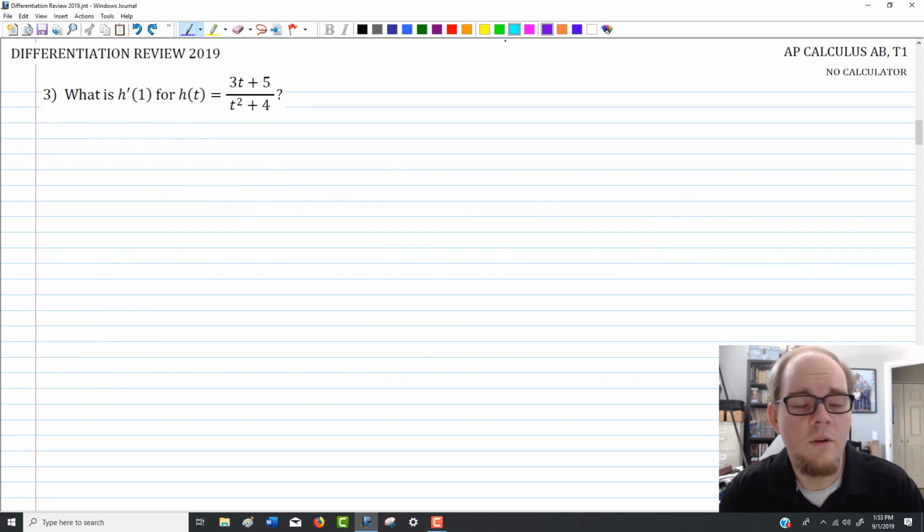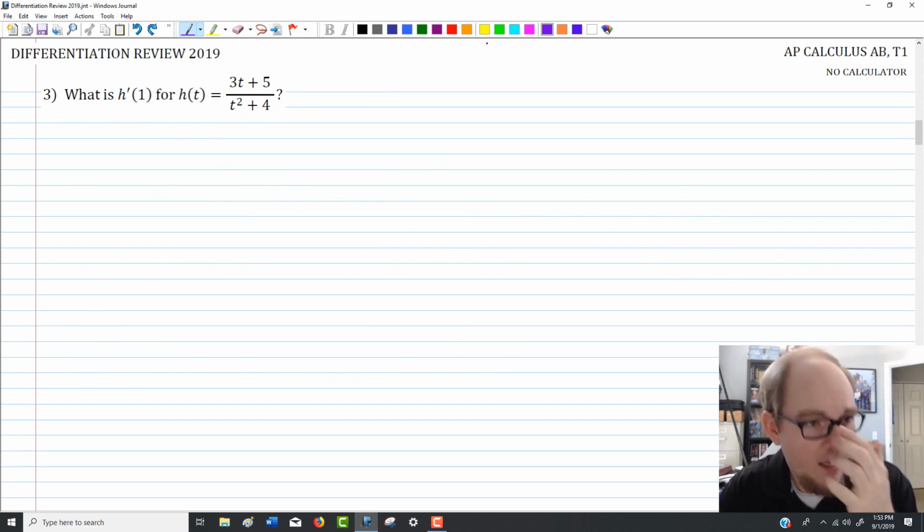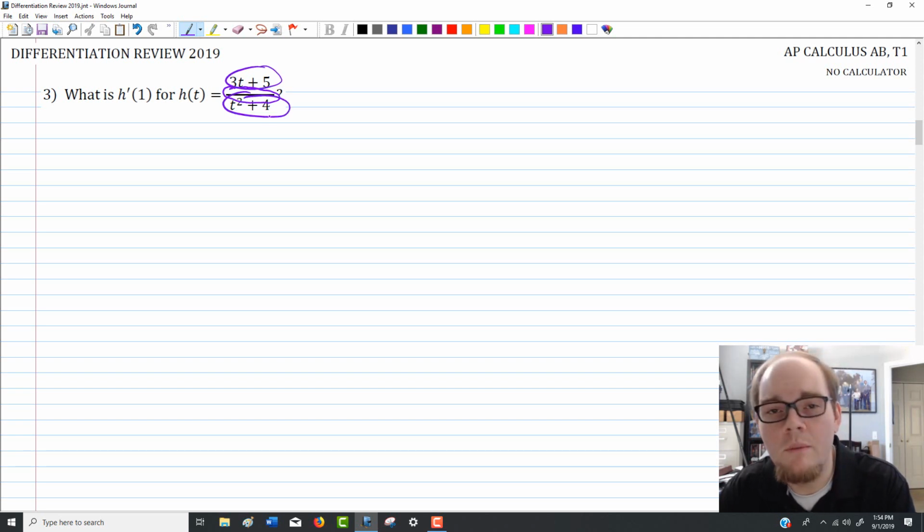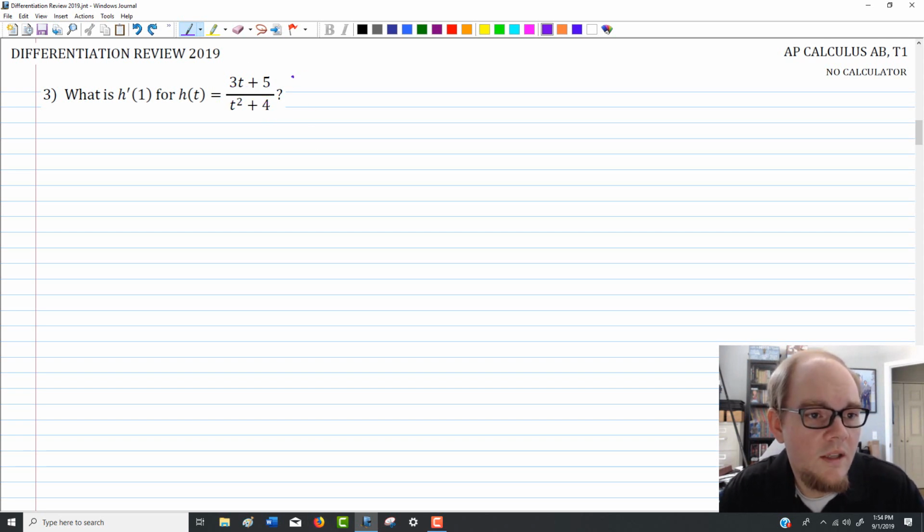Okay, that brings us next to question number 3. Question number 3 asks us to compute h prime of 1 for h of t equals 3t plus 5, over t squared plus 4. Now in this, what I notice is of course the gigantic fraction bar. I notice that we've got a function over another function, neither one particularly trivial. That suggests to me that the rule we're going to need this time is of course the quotient rule.